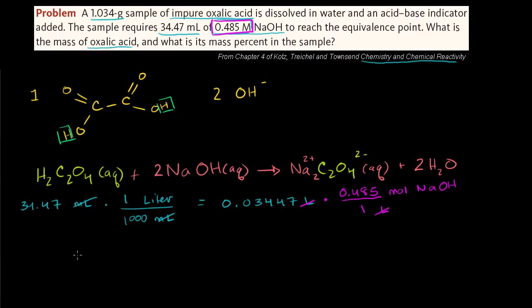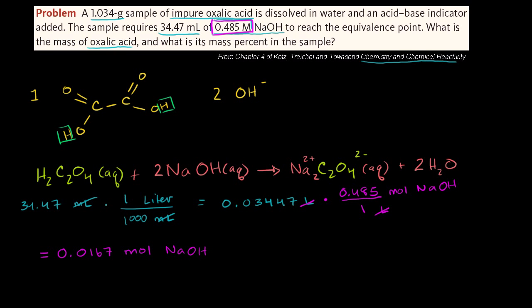So this is going to be equal to 0.0167, and all we have left here are moles of sodium hydroxide. Now, what we want to do is, we know that this many moles of sodium hydroxide are going to completely react with however many moles of oxalic acid we have. Now, we know that for every mole of oxalic acid that completely reacts, we need 2 moles of this.